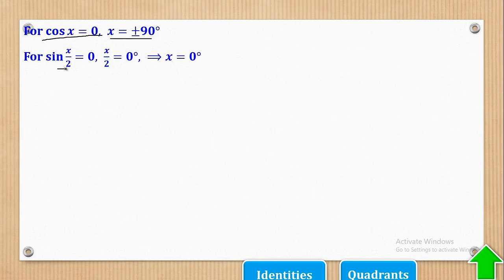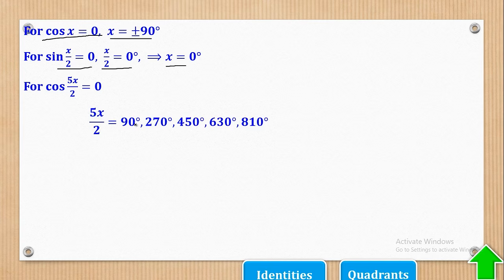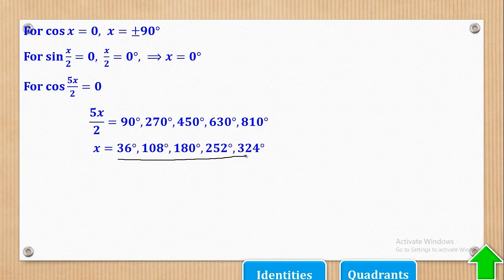So next is to get the corresponding values of x. So you come here and say that for x, cos x equal to 0, x is equal to plus or minus 90 degrees. And for sin x over 2 equal to 0, x over 2 is 0, implying that x is also 0 degrees. However, for cos 5x over 2 equal to 0, it implies that 5x over 2 is equal to all these values. So hope by now you know how to get multiple angles. So when I make x the subject, I'll come up with all these values.